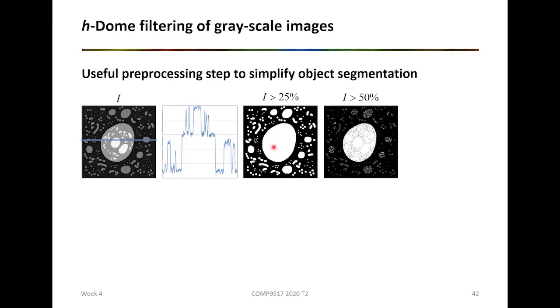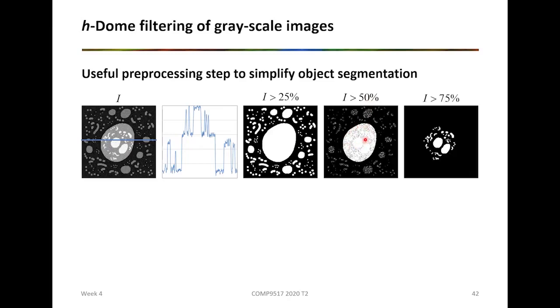If I would increase the threshold to 50% of the dynamic range, you start to see all kinds of artifacts. If you increase the threshold to 75%, I nicely get all the objects within the cell, but I've lost all the objects in the background. There is no single threshold that's going to do the job here.